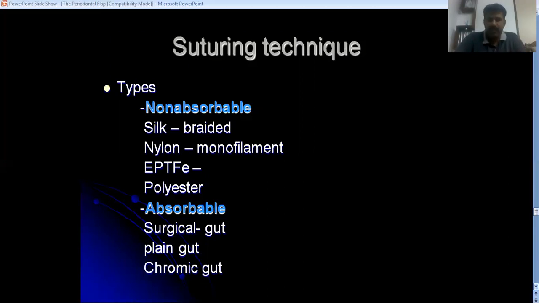You have a number of materials available, but the commonly used material is silk. Braided silk is the most commonly used material. 3-0 braided silk is the material that we usually use for flap surgery. But depending upon other types of surgeries, such as microsurgery, you may use 3-0, 5-0, 6-0, especially if you are using microsurgery or loupes. Again, you may need finer materials and finer suturing techniques.